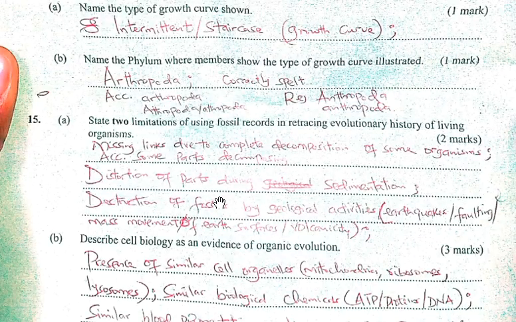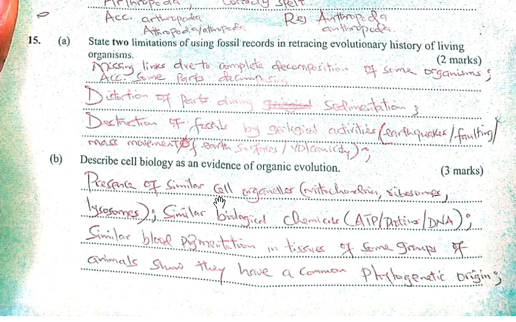Question 15. State 2 limitations of using fossil records in retracing evolutionary history of living organisms. Number 1, we have missing links due to complete decomposition of some organisms, or some parts decomposing, then distortion or destruction of parts during sedimentation, then destruction of fossils by geological activities, for example earthquakes, faulting, volcanicity, mass movement.